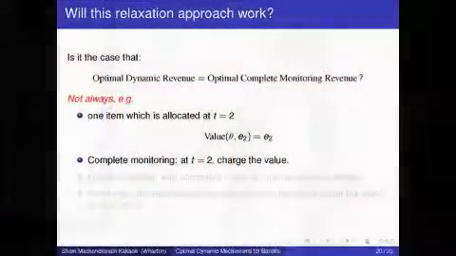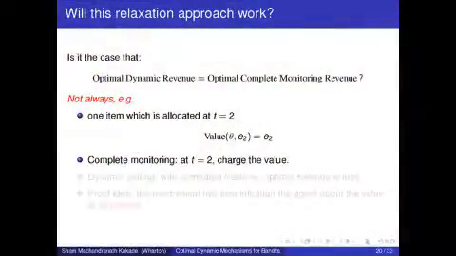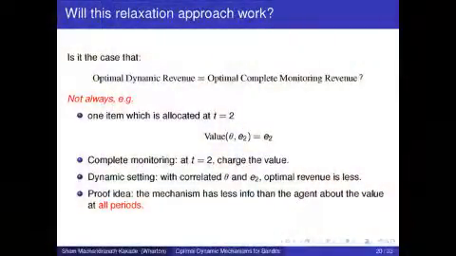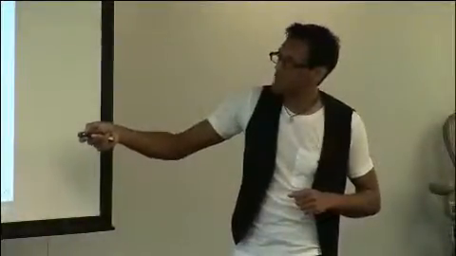And your value of this item is completely determined by the second experience. Okay. So in the complete monitoring setting, the second experience is known. We charge the value. Right. But now in the dynamic setting, what I'm going to do is I'm going to correlate the first signal with the second signal. And in that case, it'll always be the case that the optimal revenue is less. And the way to see this is that at every point in time, both time period one and time period two, the mechanism has less information about the value of the item than the agent.